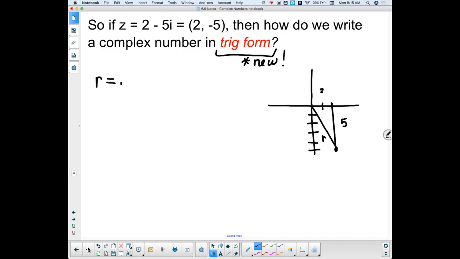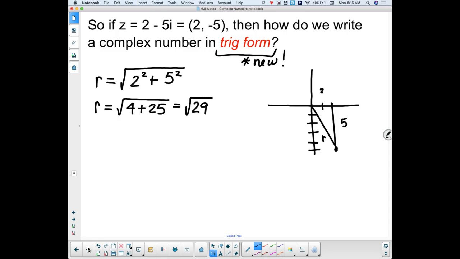Okay. So r is going to be the square root of a squared, so that's 2 squared plus negative 5 squared, which is b squared. Can I just say 5 squared? Sure. Because I know sometimes people type it in wrong in their calculators. So 2 squared is 4, 5 squared is 25, so that's the square root of 29.